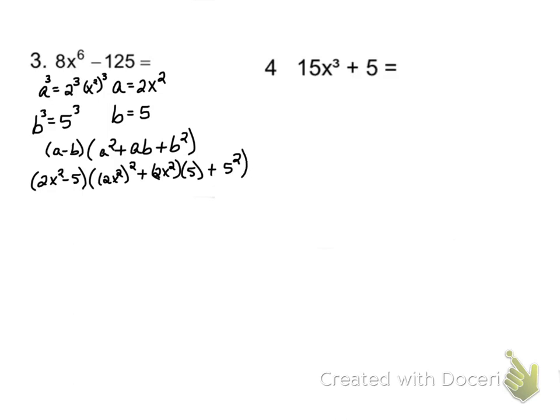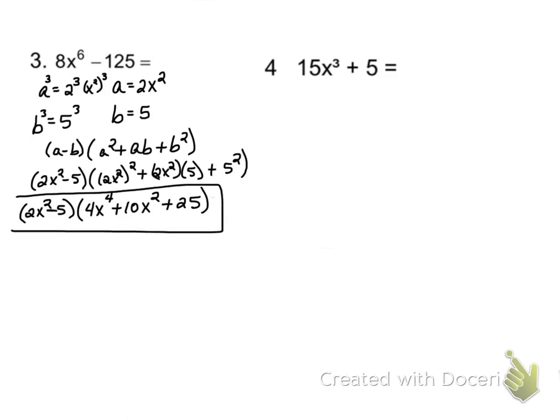Okay, so your final answer is 2x squared minus 5 times 4x to the 4th power plus 10x squared. You multiply those things out, and then plus 25. And you're done with that problem. Okay?